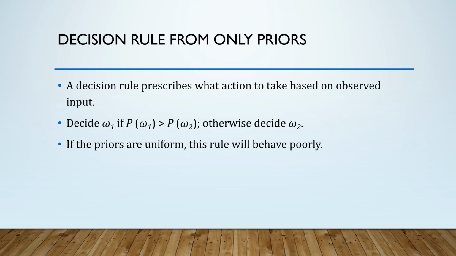If the priors are uniform, then this rule will behave poorly. Why? Because then the probability of W1 equals the probability of W2, and this rule fails, as there is no greater-than-or-equal sign, there is an equal sign. So then this particular rule will behave poorly.